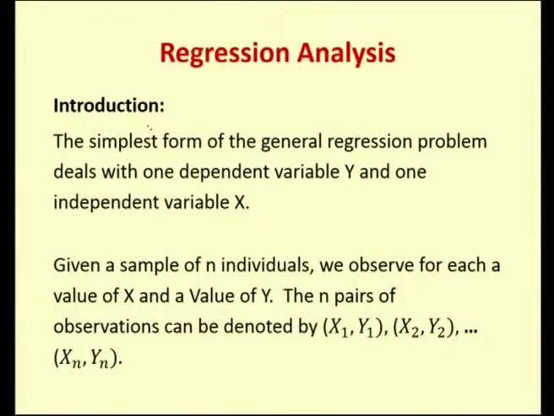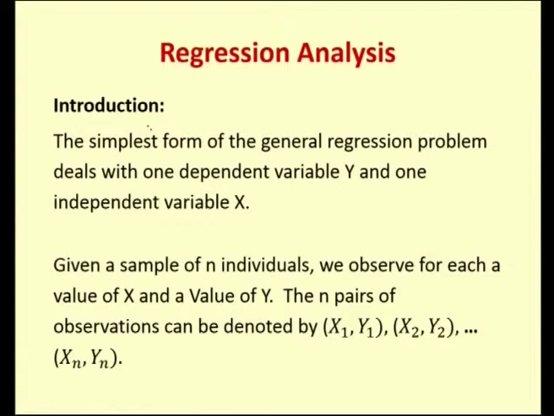Now, let us consider the simple regression problem. The simplest form of the regression problem deals with one dependent variable and one independent variable. Let the dependent variable be denoted by y and the independent variable by x. Suppose we are given a sample of n individuals and we observe for each value of x a value of y. The n pairs of observations are denoted by x1, y1, x2, y2 and so on, xn, yn.